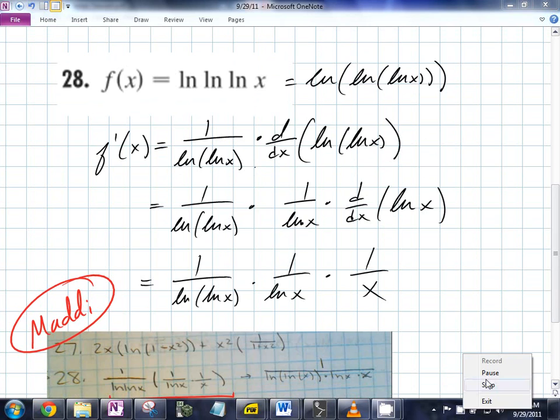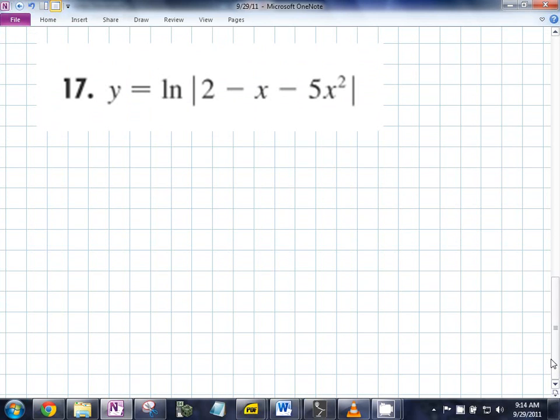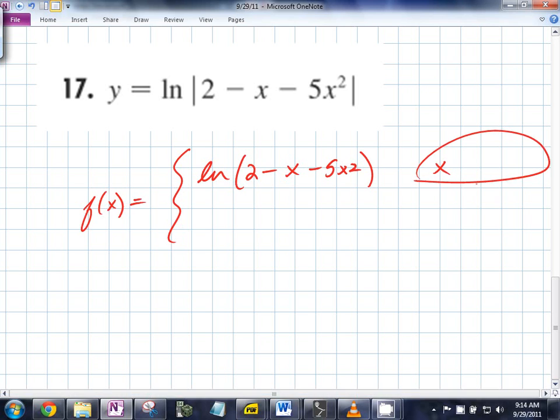What does absolute value mean? It means distance away from zero. Very good. You have to break this apart into two functions. So f of x is equal to ln of 2 minus x minus 5x squared when x is something, and it's equal to ln of negative 2 minus x minus 5x squared when x is something else. When do you need to make it the opposite value? When it's negative. So you need to know when.